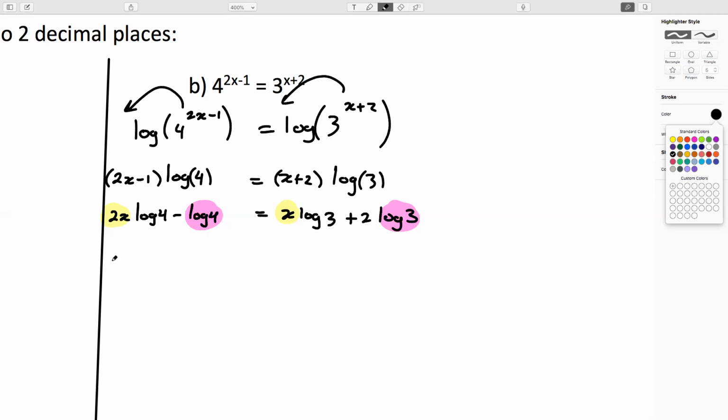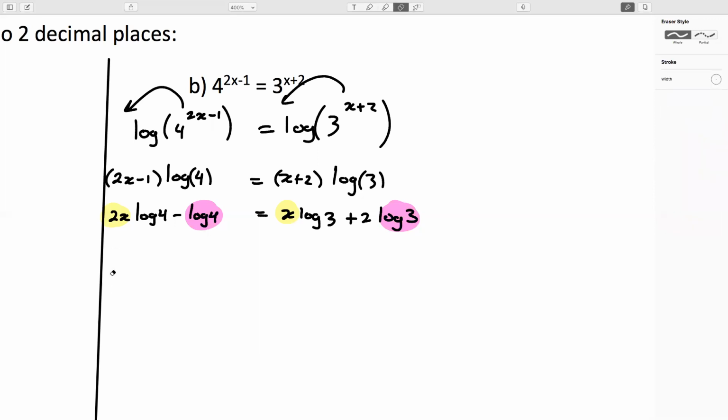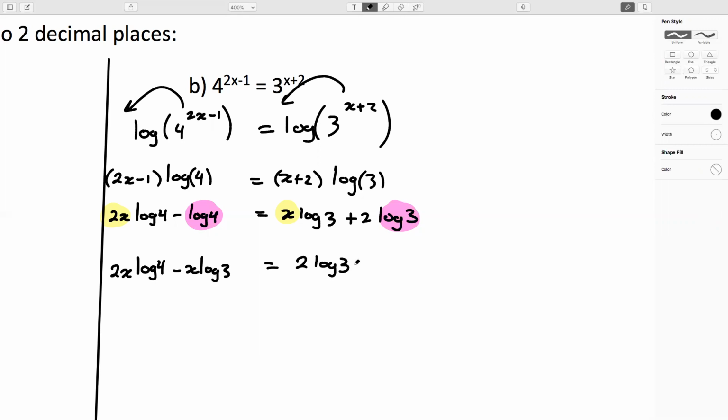So the left-hand side is going to become, oh, that's a highlighter. The left-hand side is going to become 2x log 4 minus x log 3 equals 2 log 3, minus, or I guess plus log 4.